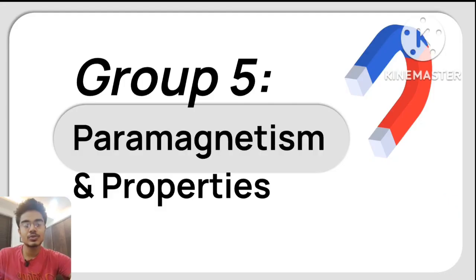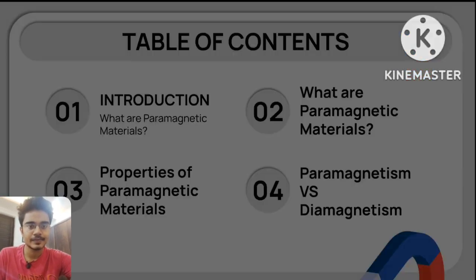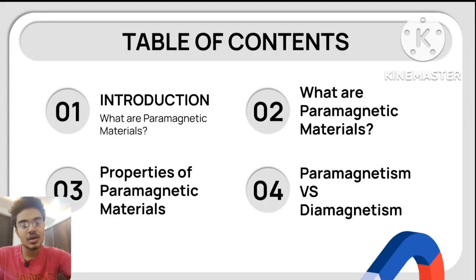Hey guys, welcome to group 5. We are going to talk about ferromagnetism and its properties. We are going to cover an introduction on what ferromagnetic materials are, define them, and tell the properties of ferromagnetic materials. We are also going to do a differentiation between ferromagnetism and diamagnetism. Let's get started.